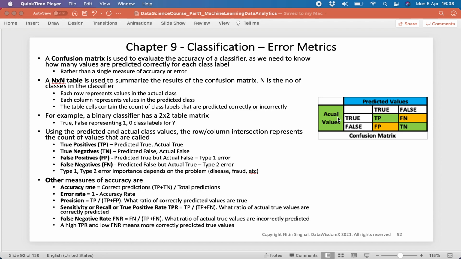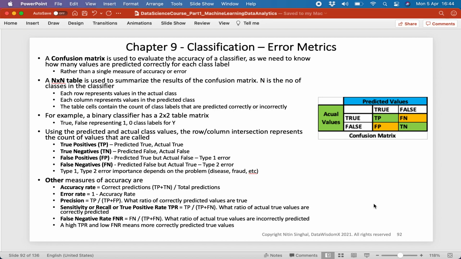So for all the actual values that were supposed to be true, in terms of your predictions, the FNs are the wrong values. So you divide that by the total number of predictions for the truths, and you will get your FNR. So the net goal of the model will always be to have a higher TPR and a low FNR, which means more correctly predicted true values.